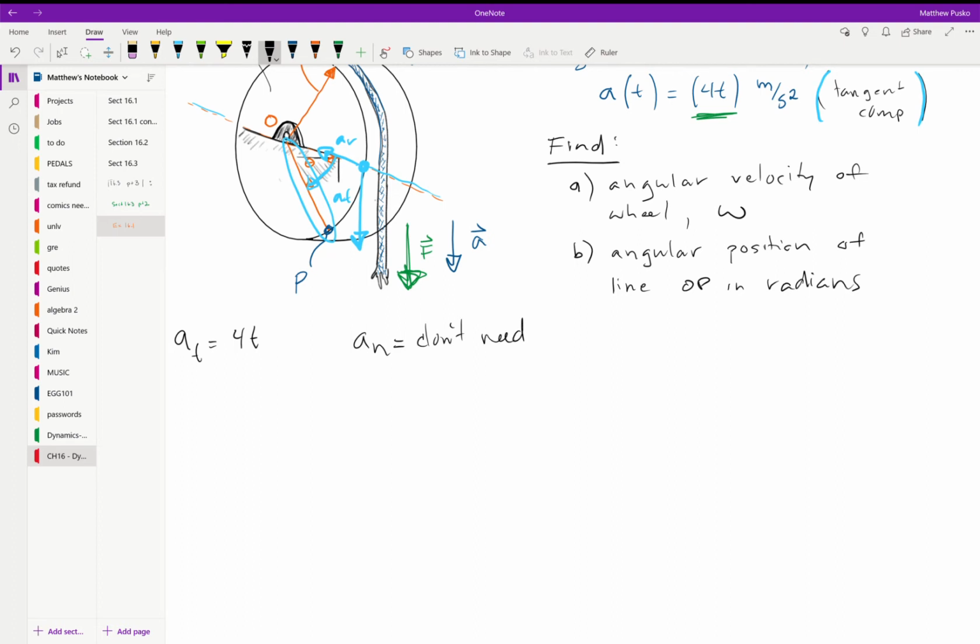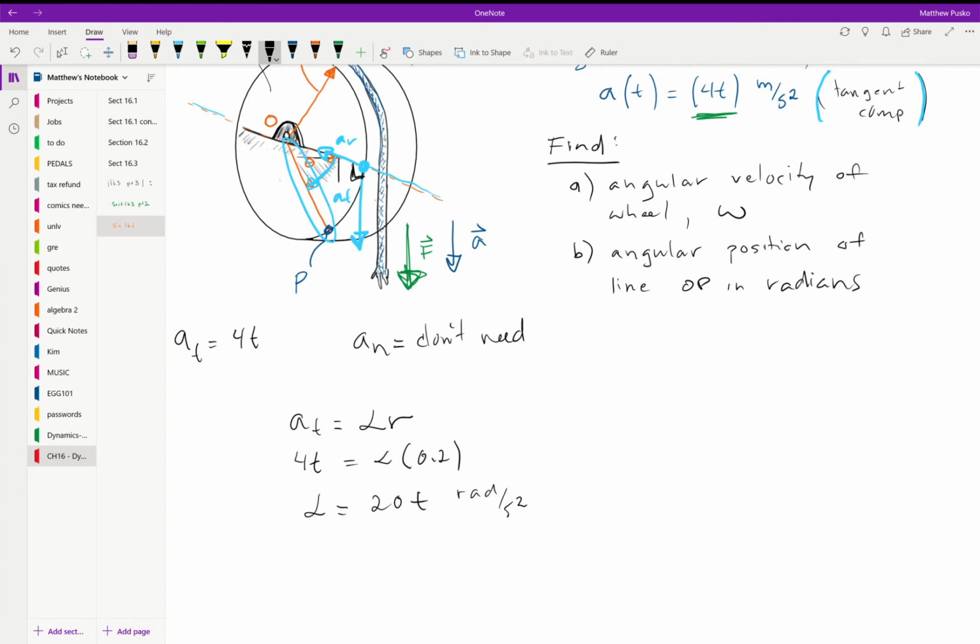Let's start out with the relationship that the tangential component is equal to alpha r. We're just looking at perpendicular components, so we don't have to do a cross product. This is given to us as a function of t, and we know the radius is 0.2. So we have alpha as a function of t now. That's 20t, and that would be in radians per second squared.